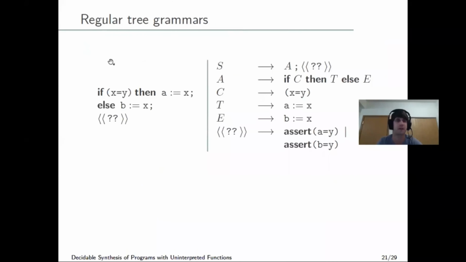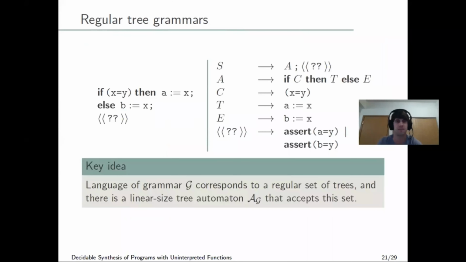The final piece of our puzzle is to recognize that the grammars and sketches that we care about correspond not just to context-free grammars, but regular tree grammars. So the point of that for us is that for an input grammar G, it will correspond to a regular set of trees, which will have a small top-down tree automaton, AG, that accepts that set.